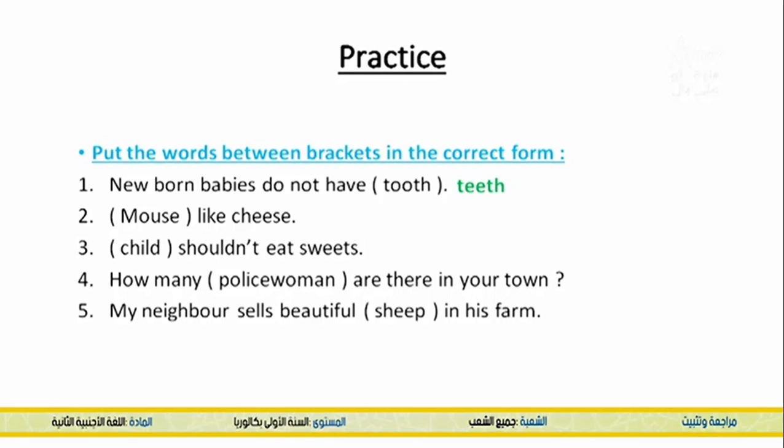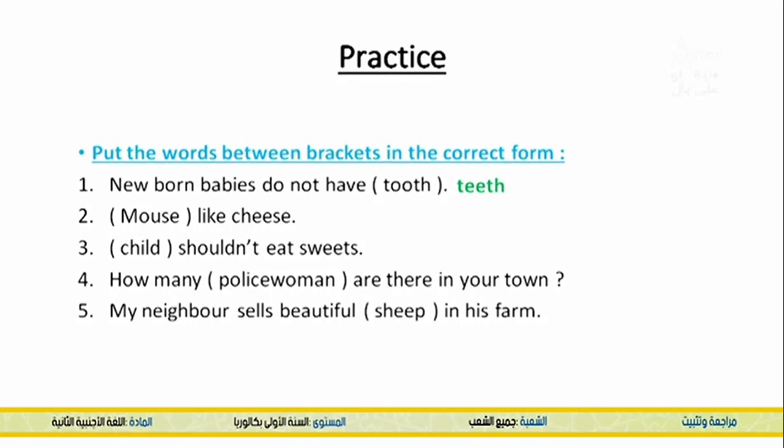Now here, mouse, like cheese. Did you know that mice like cheese? Yes, I have given you the answer. Mice like cheese. Child shouldn't eat sweets. Do we say child shouldn't eat sweets? No. Children, because it's plural form here.